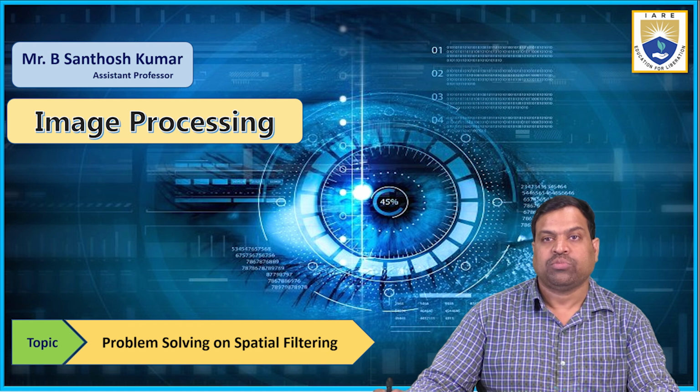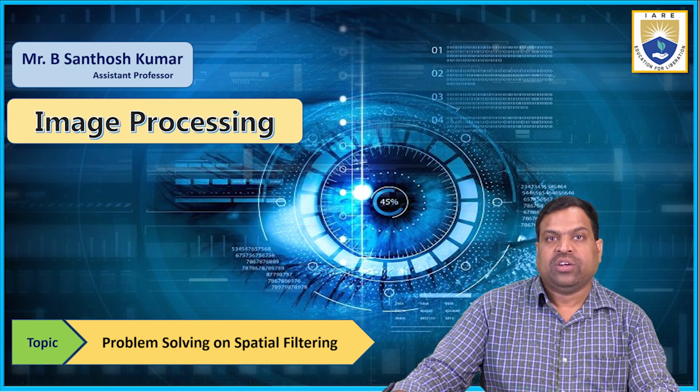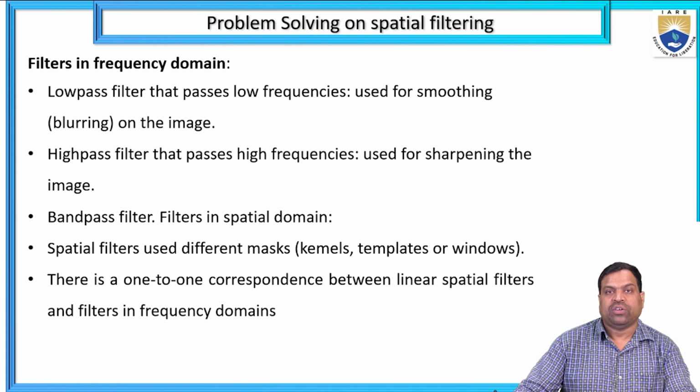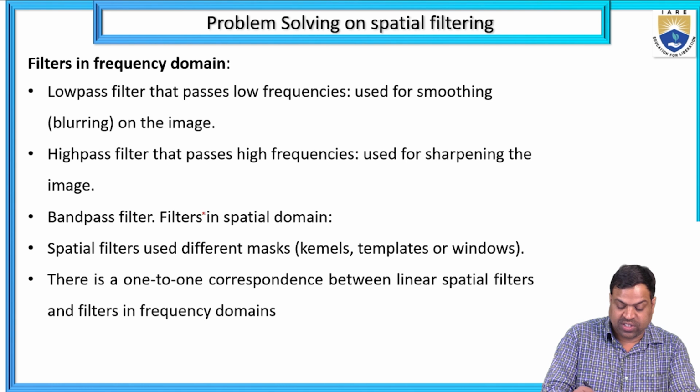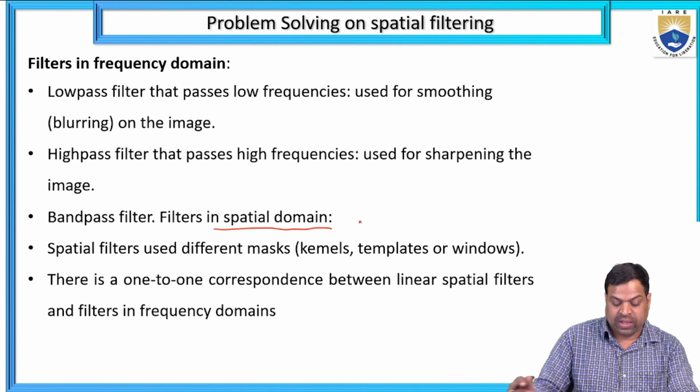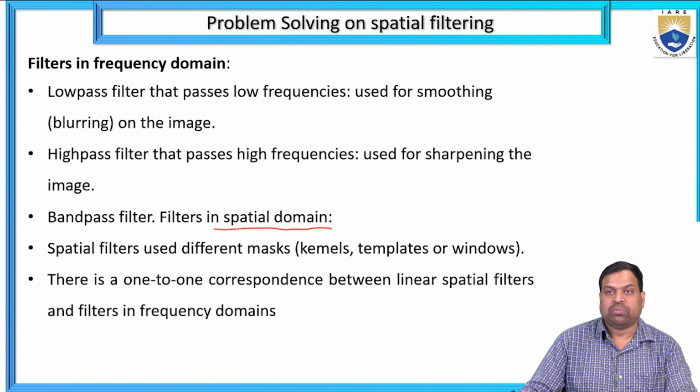Today I am discussing problem solving on spatial filtering. Filters in the frequency domain are low pass filters and high pass filters. Low pass filters pass low frequencies and are used for smoothing or blurring of the image. High pass filters pass high frequencies and are used for sharpening of the image. Band pass filters are for spatial filters. The spatial filters use different masks, that is kernel, template or windows. There is a one-to-one correspondence between linear spatial filtering and filters in the frequency domain.